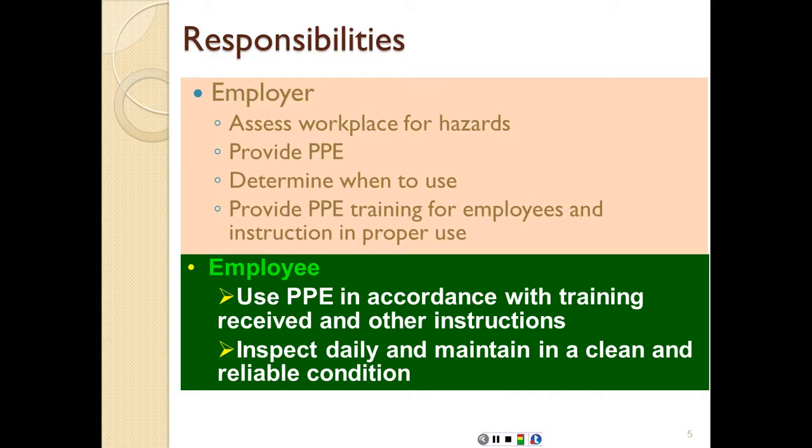And determine when to use, what are the conditions for using that PPE, and provide PPE training for employees and instruction in the proper use of that PPE. Again, something like a gas mask, for example, or something like air supply. You have to train people on how to use it because by default they wouldn't know how to use it without having that proper training. On the other hand, the employee's responsibilities are going to be to use the PPE in accordance with training received and other instructions, and to maintain that PPE and to keep it in good working conditions through inspecting it daily and maintaining it in a clean and reliable condition.